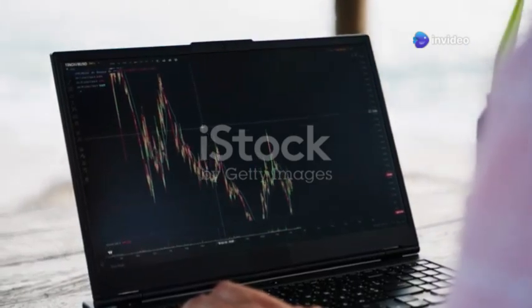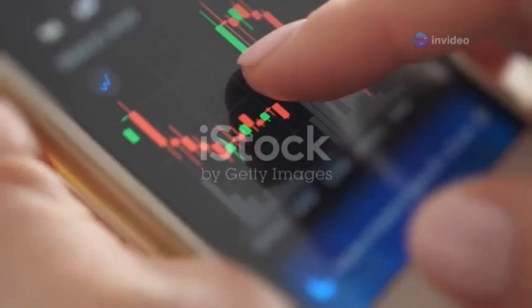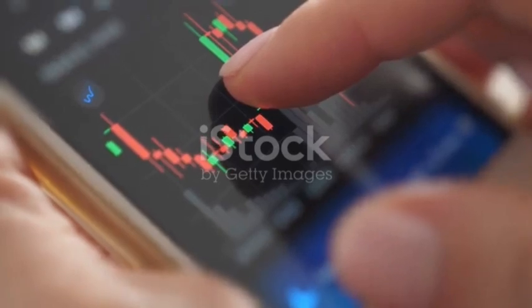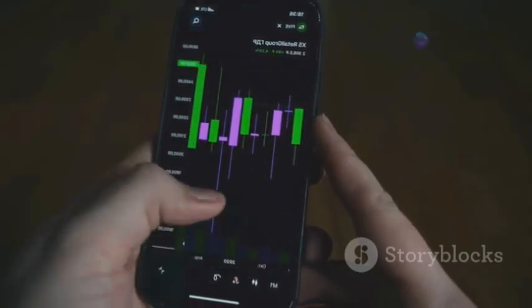Candlestick patterns are formations of candles. They provide clues about future price movements. Some patterns suggest a price increase. These are called bullish patterns. Others suggest a price decrease. These are called bearish patterns.